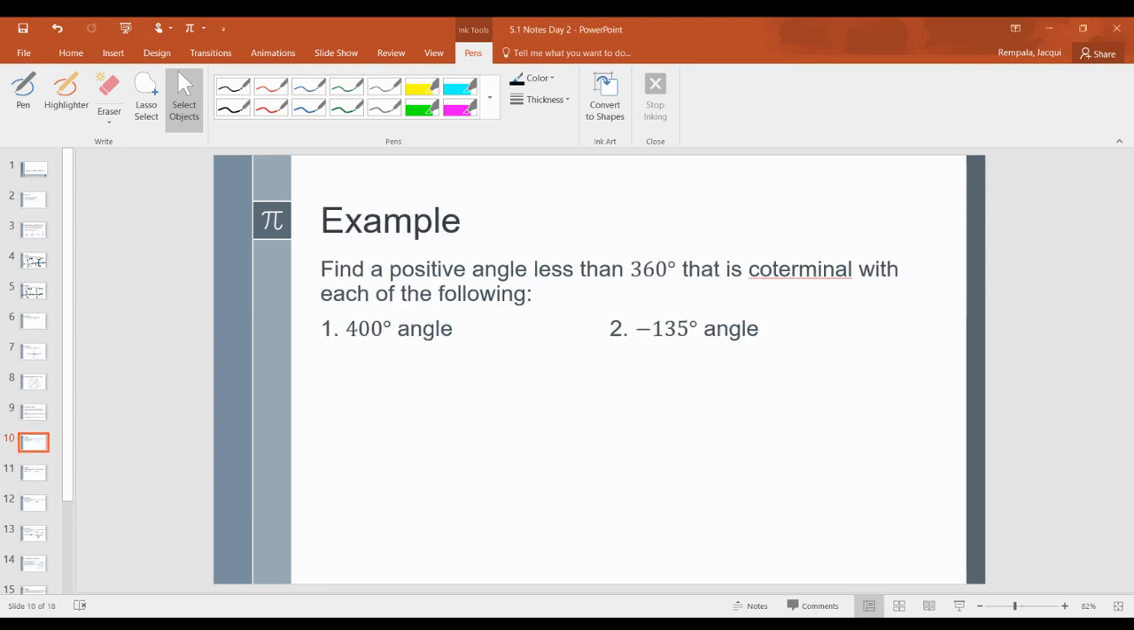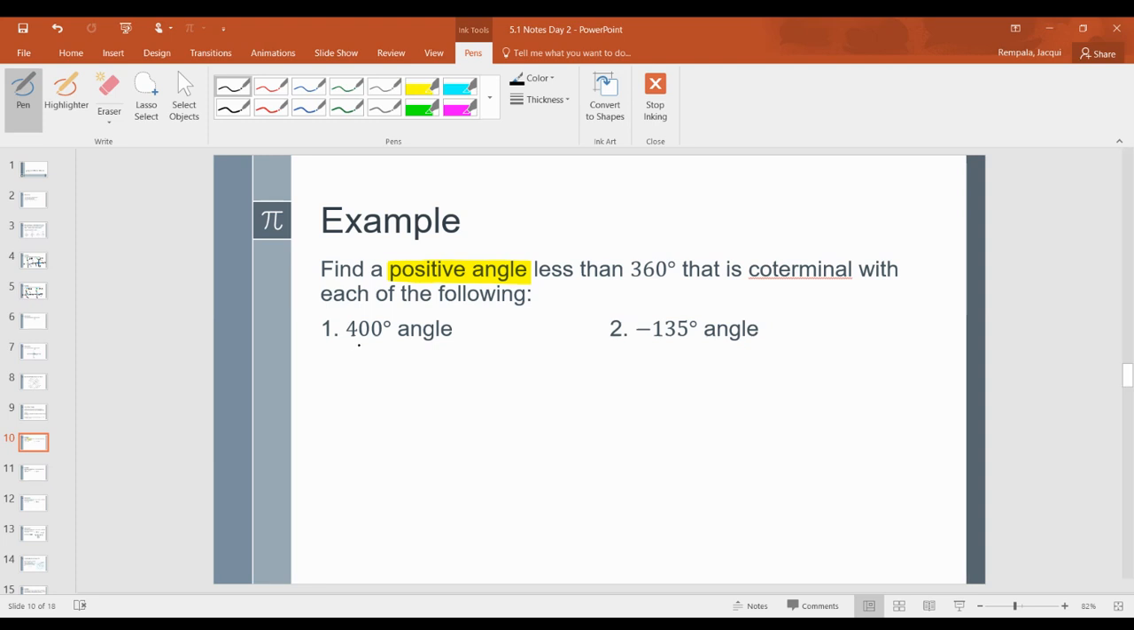So let's just dive into some examples. We'll start with degrees. It says find a positive angle less than 360 that is coterminal with each of the following. I can't stress enough, it has to be a positive angle. So our final answer will never have a negative, but it has to be a number that's smaller than 360.